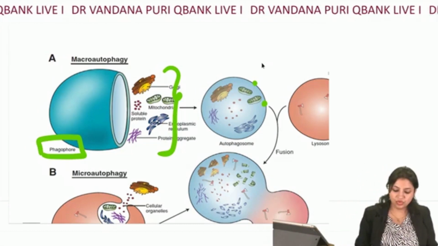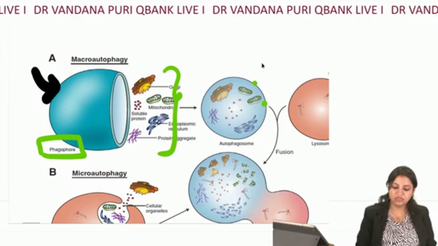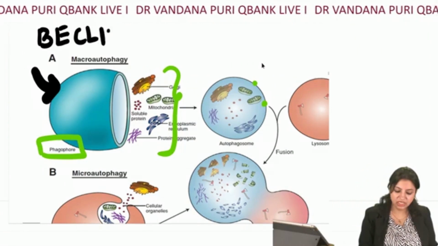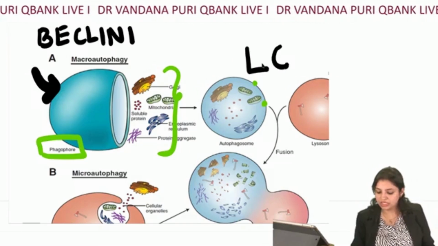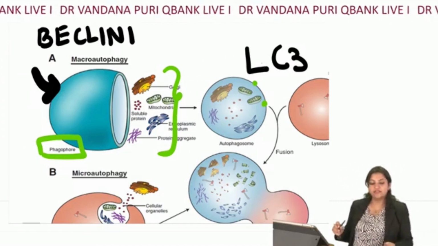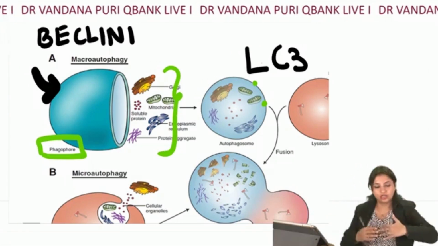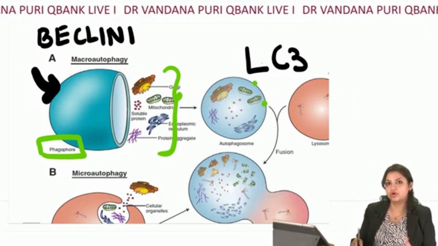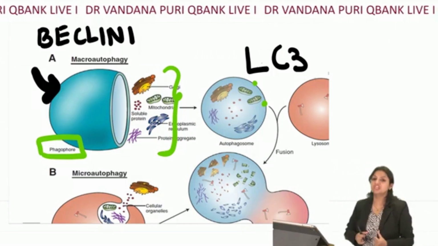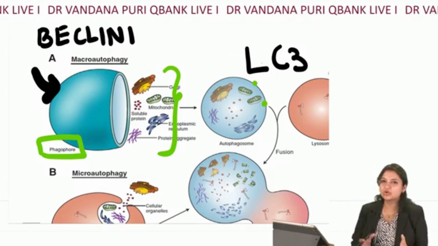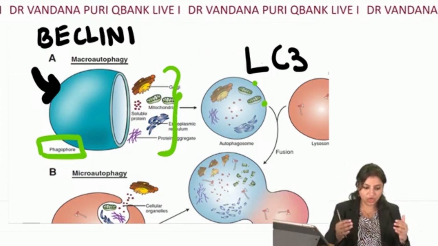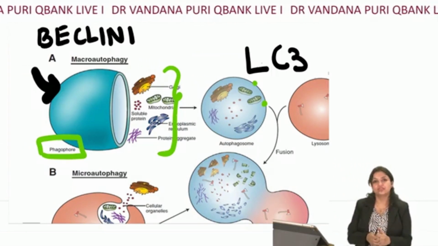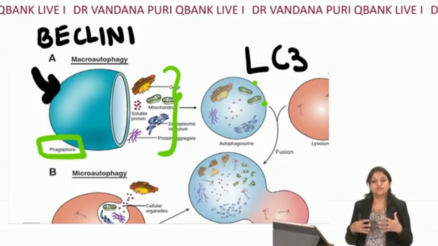So who initiates this formation? The molecule which initiates this formation is called Beclin 1. And who locks this? Once the phagosome is formed, the ends are locked. It is extended and the ends are locked by a molecule called LC3. What is LC3? Light chain 3. It's a microtubule associated protein, which helps in elongating the ends and locking them up. So this locks it and forms the phagosome.